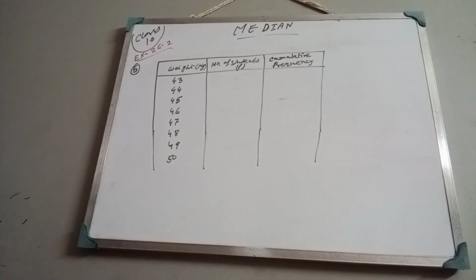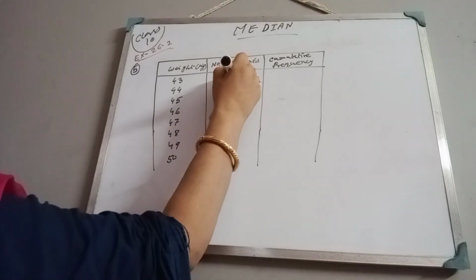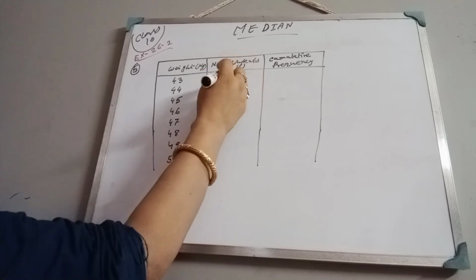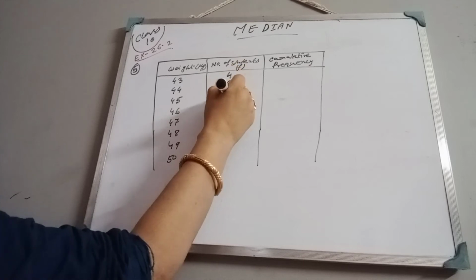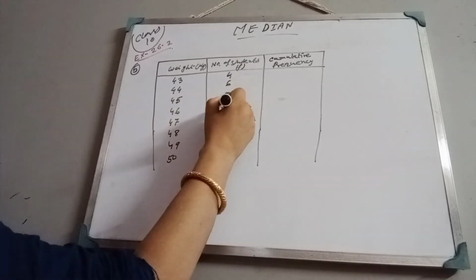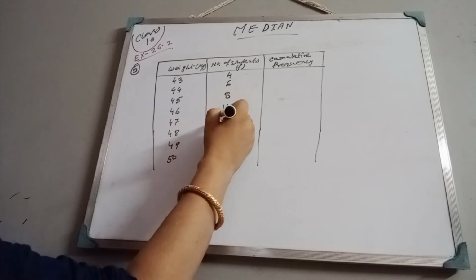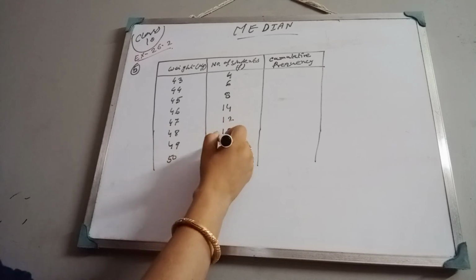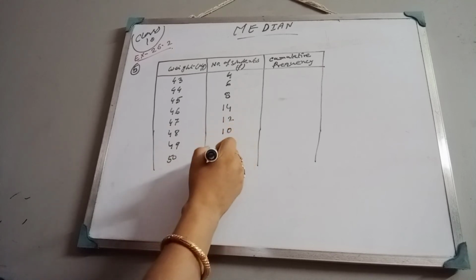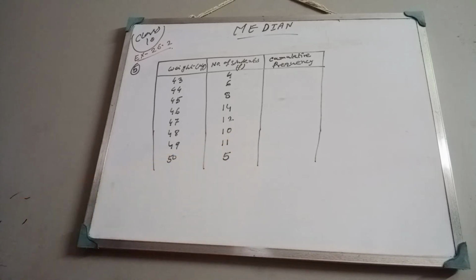And what are the number of students? Find the median of the weight from the following frequency distribution table. Number of students: when 43 kg, there are 4 students. 4 students are there with 43 kg, and 6 students are there with 44 kg. Next is 8 students with 45, 14 students with 46, 12 students with 47, 10 students with 48, 11 students with 49, and 5 students with 50.